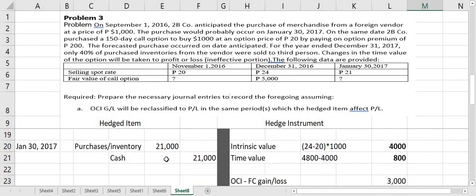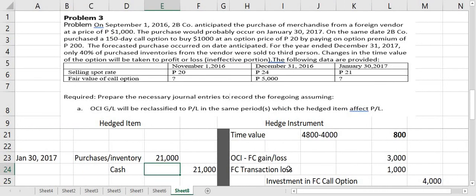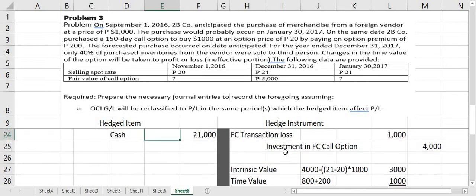Now, on January 30, 2017, the transaction date, sa ating hedge instrument, record tayo ng gain or loss sa changes in the fair value of the investment. So, how much is the increase or the decrease in the value of our investment ba? Hindi siya given, kaya you compute it by getting muna the difference of the spot rate and the strike price. That's 21 yung spot rate. Strike price natin is 20. Meron tayong difference na 1. In the money pa rin yan siya. Multiply mo siya by the notional amount na 1,000.